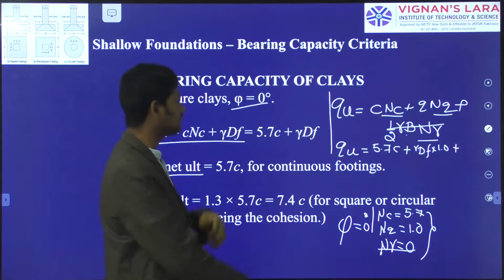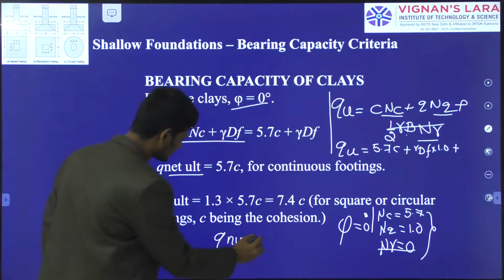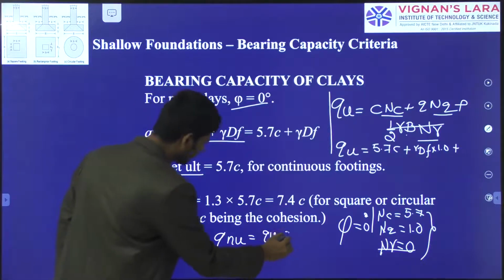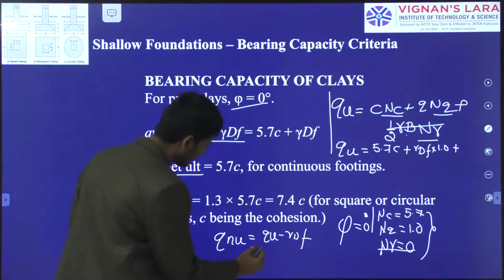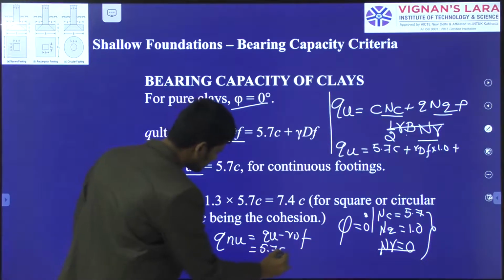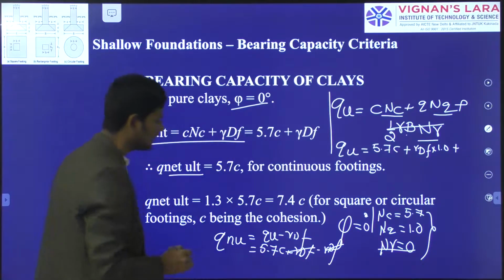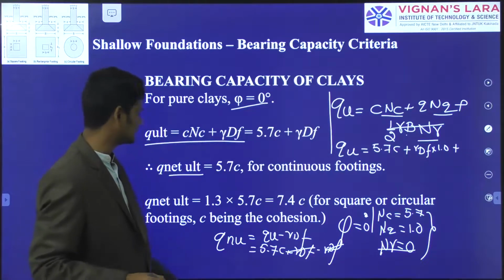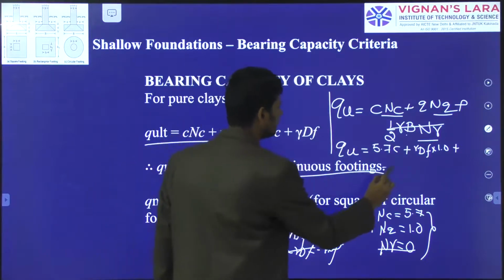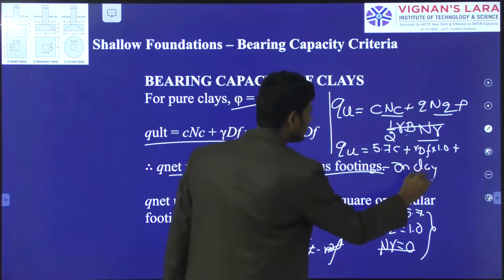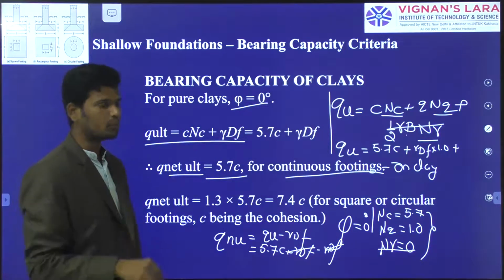Next, the net ultimate bearing capacity. What is meant by net ultimate bearing capacity? It is given by the formula Qu minus gamma into Df. Qu is 5.7 into c plus gamma Df, minus gamma Df. The gamma Df terms cancel, and the net ultimate bearing capacity for continuous footing in clays is 5.7 c.